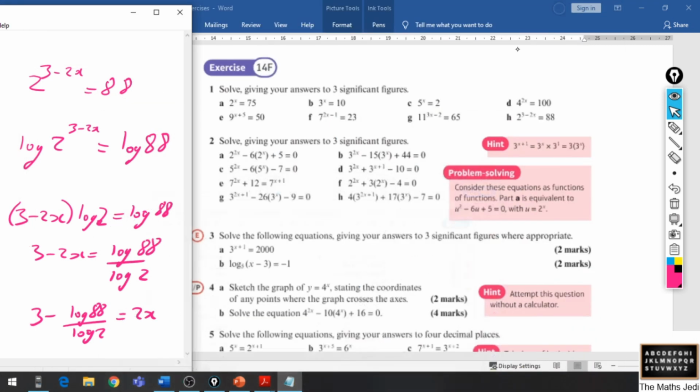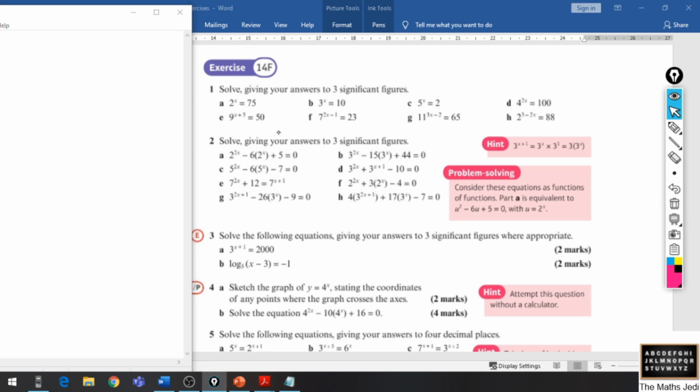Let's trash my annotations, do one other question. Let's look at one of these. This is more complex, so let's look at a more complex example. We'll do h first of all, so that looks the most difficult one, and if I've done h, then hopefully you can work your way through the rest. So let's have a look at h.